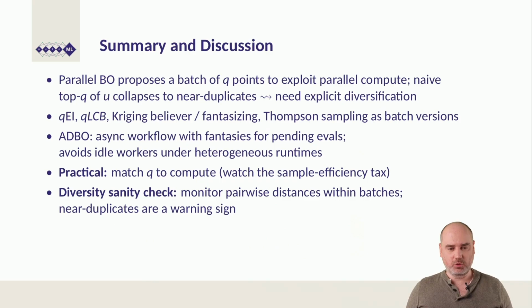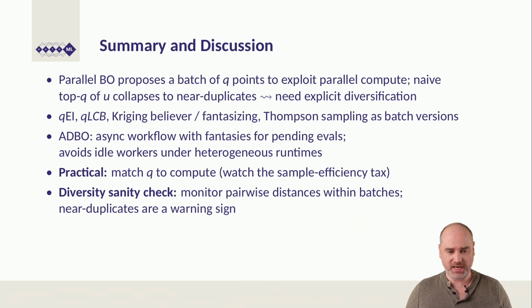Okay, this concludes our session on parallel BO. So what did we learn? Parallel BO usually, if it's batch parallel, proposes a batch of Q points to exploit parallel compute. Using the top Q of the acquisition function is usually a very bad idea. We get these near duplicates. We don't want that. We want diversification. We have covered qEI, qLCB, Kriging Believer, and these fantasizing techniques, also Thompson sampling, and all of these are batch parallel versions.